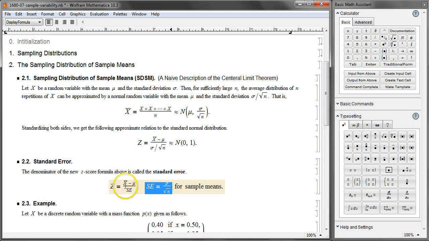Z is x bar minus mu over the standard error, and the standard error is sigma over square root of n. This formula is just a variation of the same z-score formula that we have been using, x minus mu over sigma, but in place of sigma we are using standard error, which came from the original standard deviation with appropriate adjustment, depending upon the sample size. The adjustment here is sigma divided by square root of n.